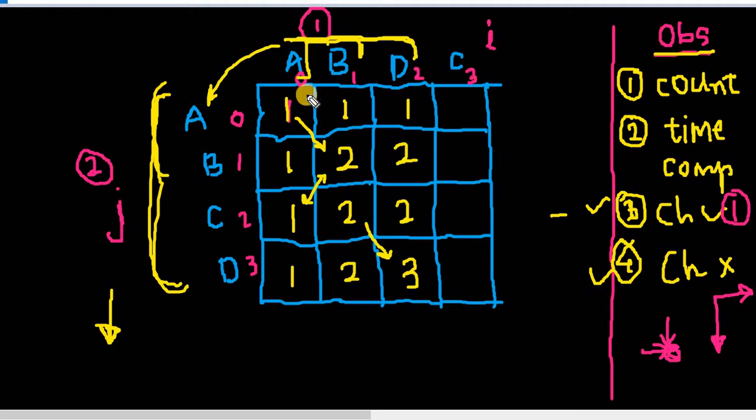Also let's start with C. C and A do not match, so it will inherit the value from the side. C and B do not match, so it will inherit the value from whichever is the maximum, so it will be 2. C and C match, so it will be incremented by 1 from the diagonal, so this will be 3.